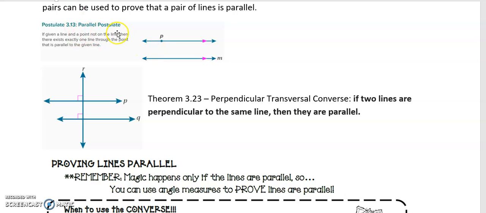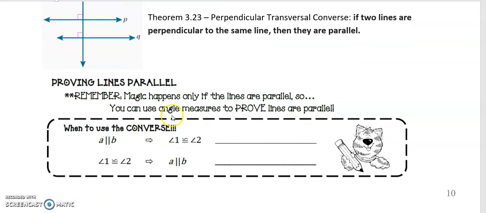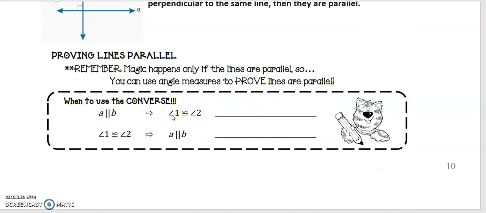One quick thing, the parallel postulate here is listed. There's always only one line that is parallel through any point that is not on the other line. And then the perpendicular transversal converse: if two lines are perpendicular to the same line, then those lines are parallel. So that is one other way that we can prove them parallel, but this is not the one we're going to be using for the most part.